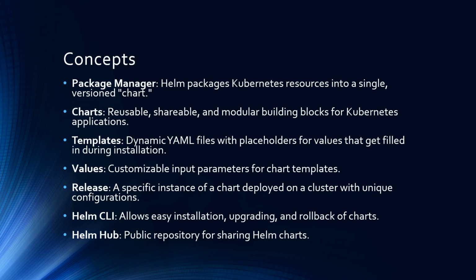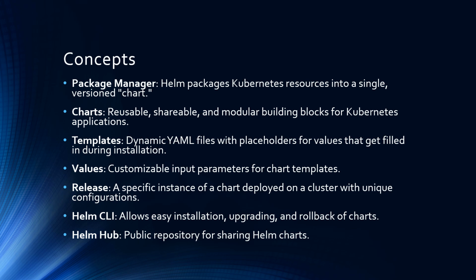Let's explore the core concepts that make Helm such a powerful package manager for Kubernetes. Understanding these concepts is crucial for effectively using Helm in your DevOps practice. At its core, Helm functions as a package manager, similar to how apt works for Ubuntu or Brew for macOS. It packages Kubernetes resources into what we call a chart. Think of this as a single versioned unit that contains everything needed to run an application on Kubernetes.